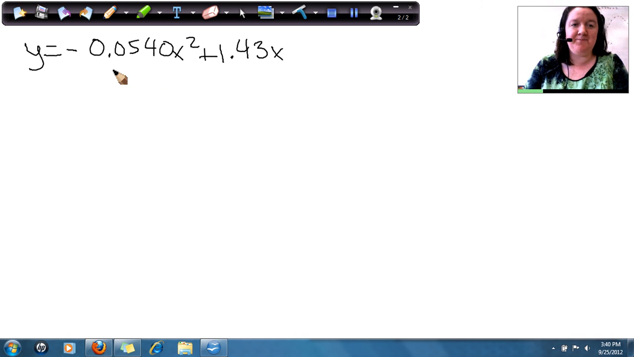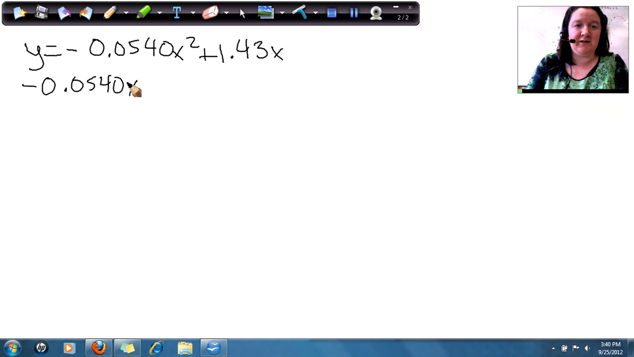So I'm going to take this equation, negative 0.0540 x squared plus 1.43x, and I need to subtract 8 because we want to be below the goal, and then it has to be less than 0. So now we're going to use the quadratic formula to solve this.